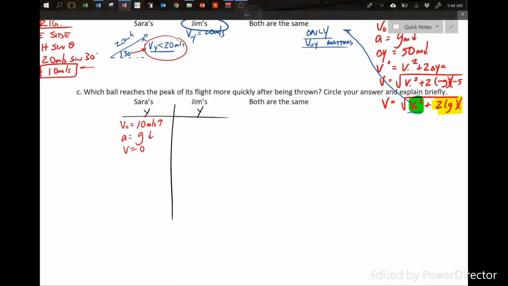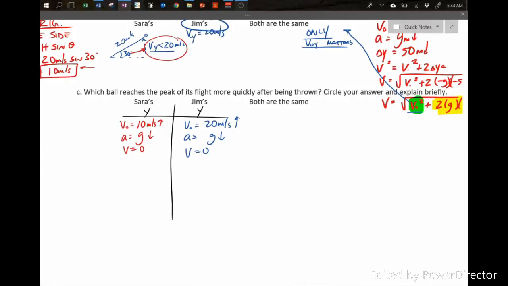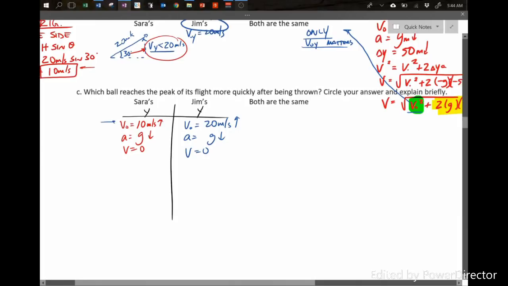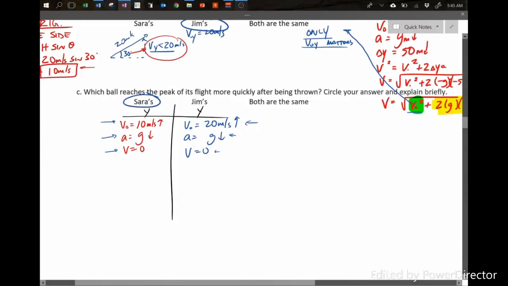So Jim, on the other hand, starts off with an initial velocity of 20 meters per second up. Same acceleration, whatever the gravity is on the moon, down. And at the very top, they stop, they're at rest. 0 velocity, like we said for part A. So just looking at this, Sarah starts off at 10 meters per second, has some acceleration, and stops. Jim starts with a bigger velocity, has the same acceleration, and then stops. Because Jim starts with a bigger velocity, it's going to take more time for Jim to stop. So Sarah stops first.